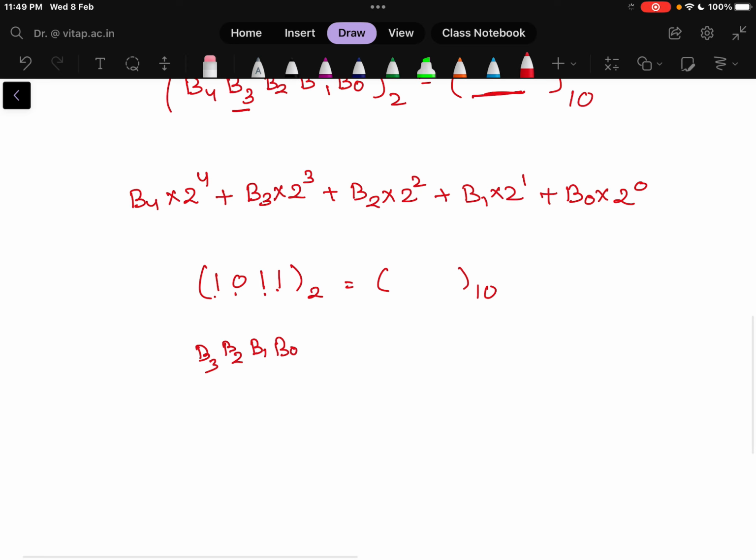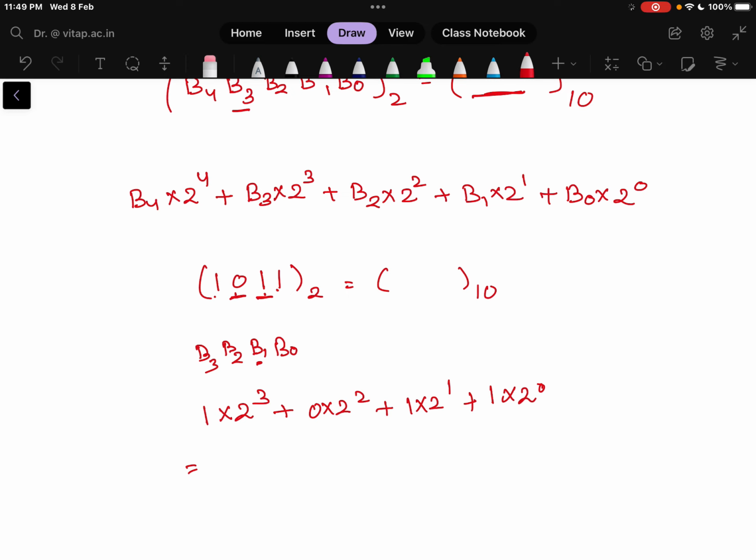How to convert that? B3 into 2 to the power 3. B3 is how much? 1. So, 1 into 2 to the power 3, plus B2, which is 0, so 0 into 2 to the power 2, plus again 1 into 2 to the power 1. This is the B1 place. Next, the last one is B0, which is 1, so 1 into 2 to the power 0. So, what will be the answer?